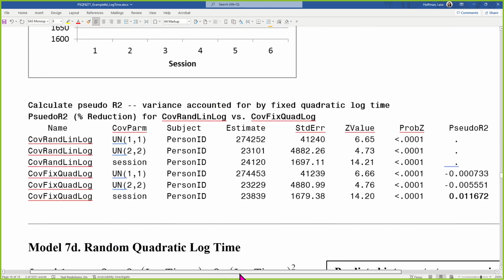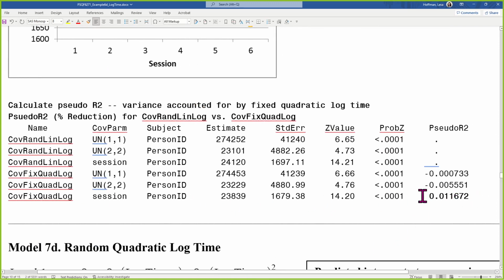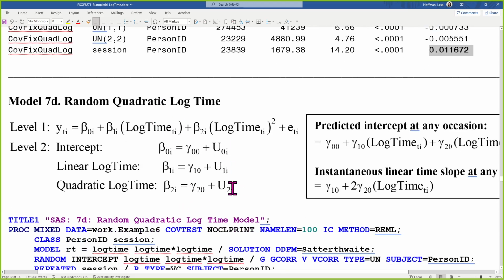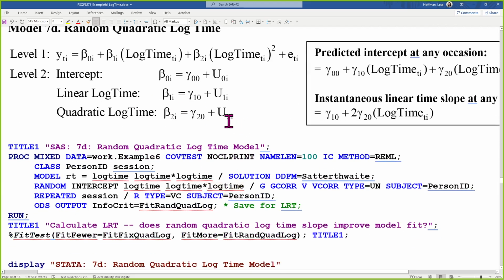In terms of pseudo R squared, the new effect of quadratic log time captured another 1% of the variance that remained, so a small effect size, but still significant. And then last but not least, random quadratic log time. So we add U2 here to see if there's individual differences in deceleration.